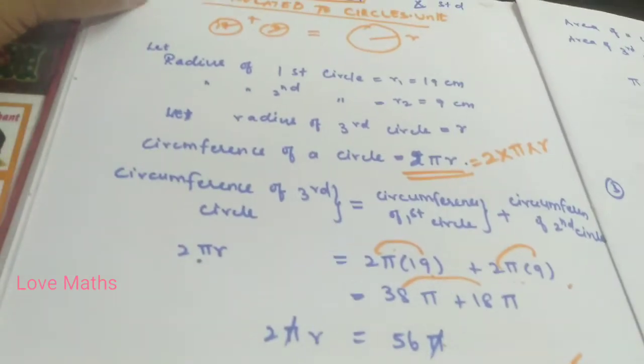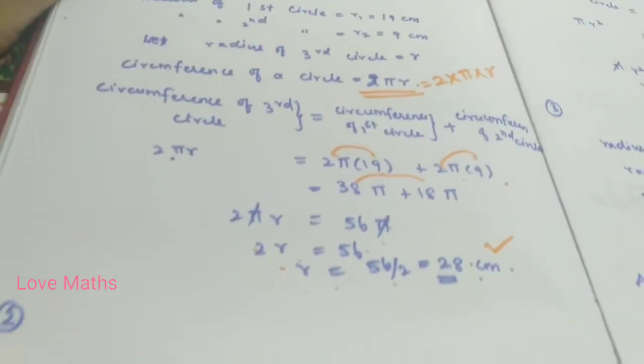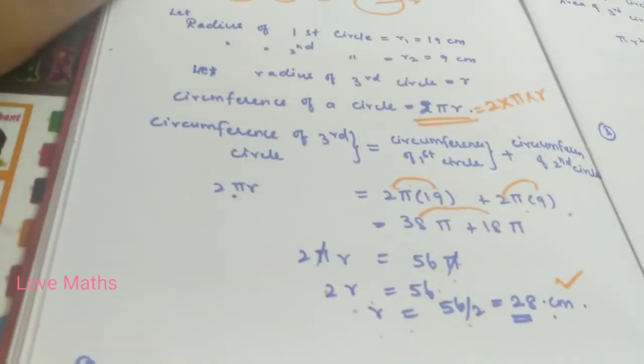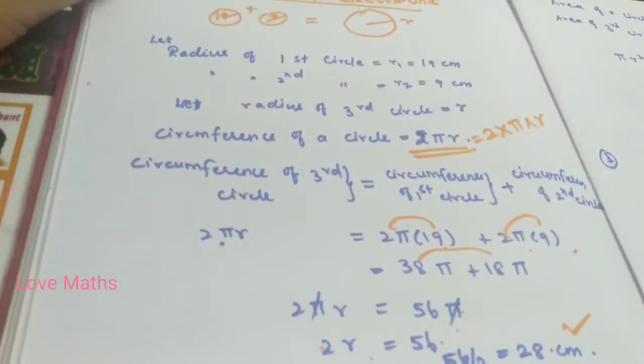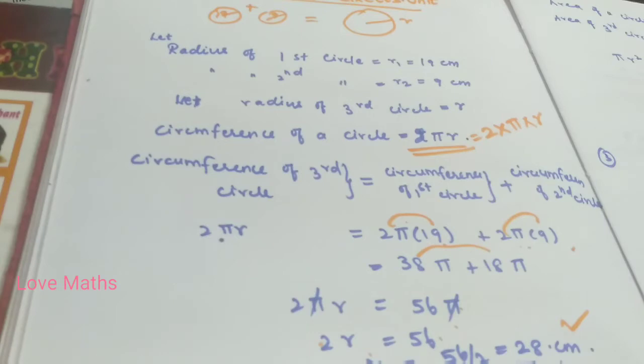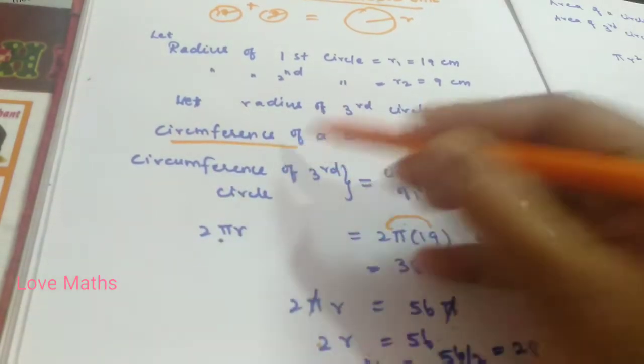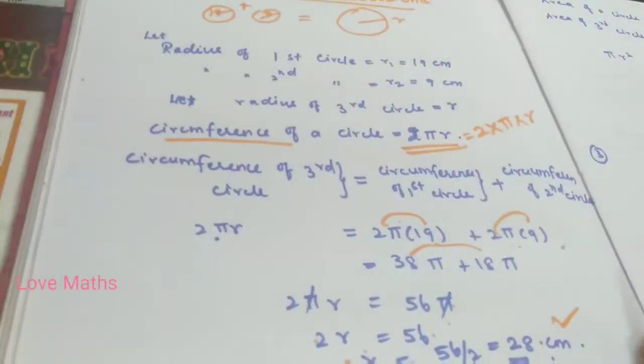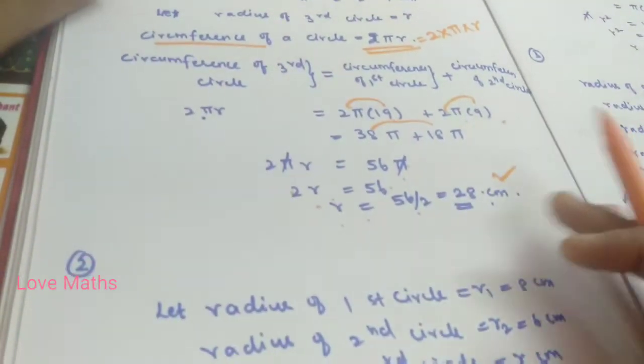If it is a choose-the-answer question, you can answer directly by adding both. But if it is a sum, you have to work it out with this formula. The second sum is the same as that, but it is based on area. This one was about circumference, the second sum is based on area. The radii of two circles are 8 cm and 6 cm respectively. Find the radius of the circle having area equal to the sum of the areas of the two circles.